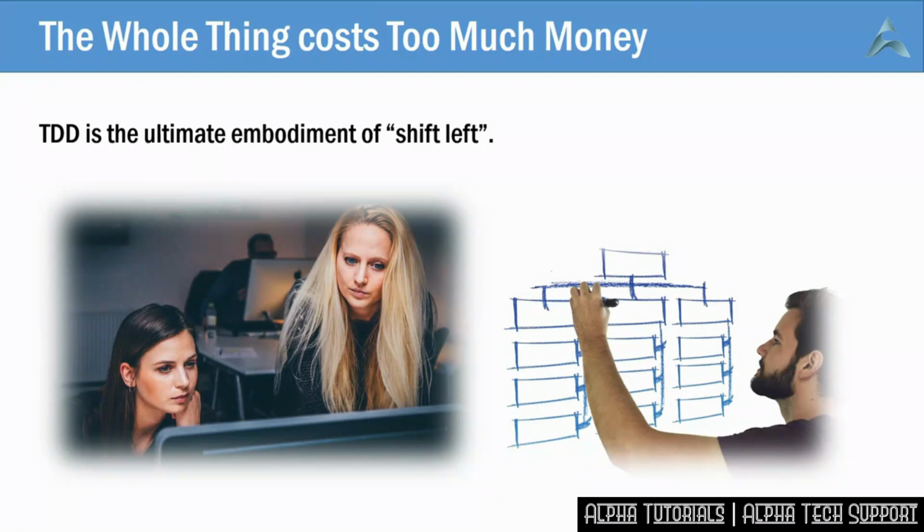As Robert Martin put it, QA should find nothing. QA being quality assurance, i.e. the team who tests your changes in the test system.